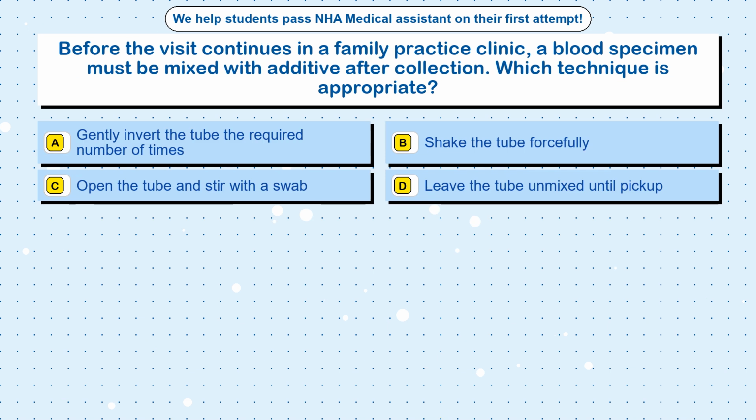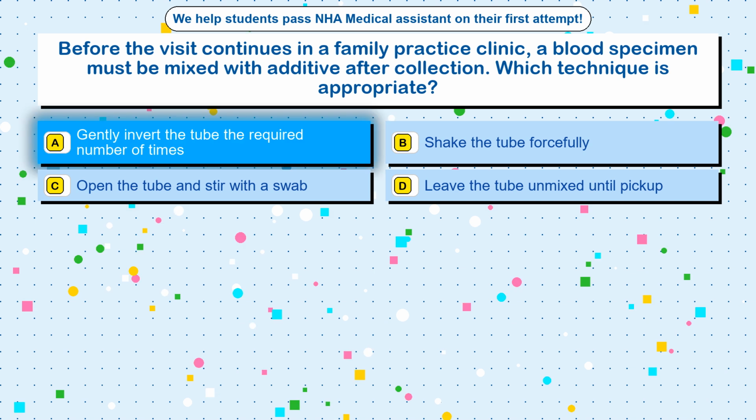Question 76. Before the visit continues in a family practice clinic, a blood specimen must be mixed with additive after collection. Which technique is appropriate? Option A. Gently invert the tube the required number of times. Option B. Shake the tube forcefully. Option C. Open the tube and stir with a swab. Option D. Leave the tube unmixed until pickup. The correct answer is option A.